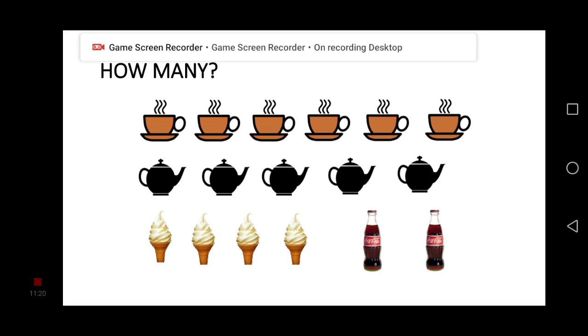So let's look. We've got 1, 2, 3, 4, 5, 6. So we've got exi cafedes. For the tea, we've got 1, 2, 3, 4, 5. So we've got pente tsai. For the ice cream, we've got 1, 2, 3, 4. So we've got tessera pagota. And we've got dyo Coca-Cola. We've got 2 Coca-Colas.